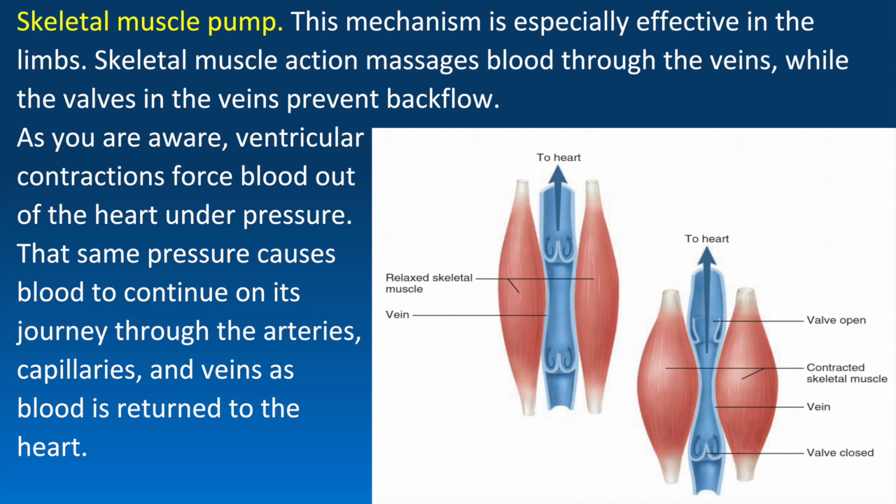As you are aware, ventricular contractions force blood out of the heart under pressure. That same pressure causes blood to continue on its journey through the arteries, capillaries, and veins as blood is returned to the heart. These are the 5 mechanisms that aid in venous return.